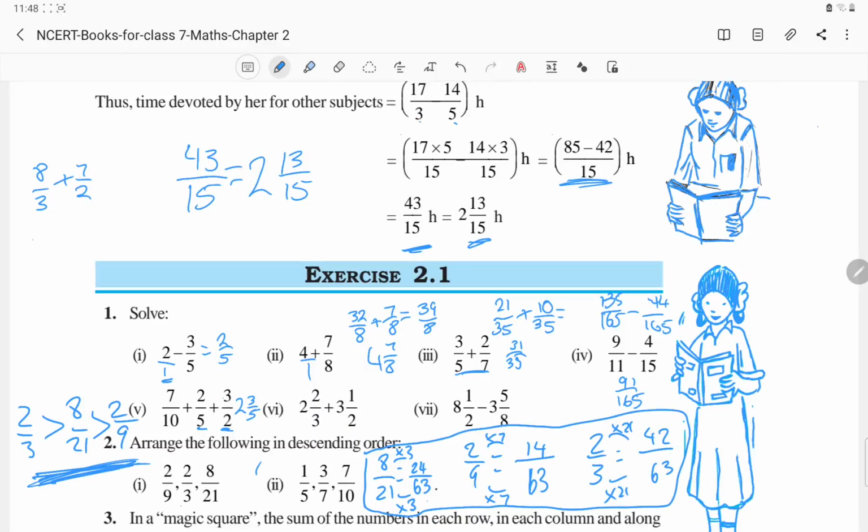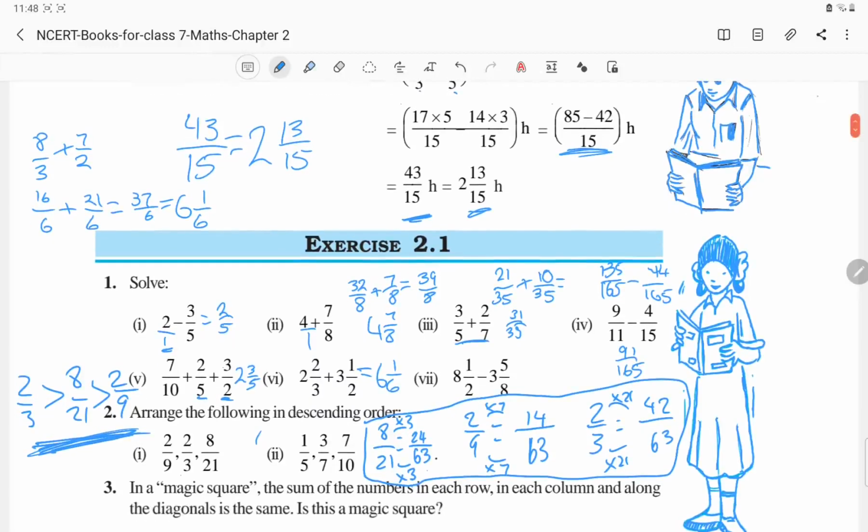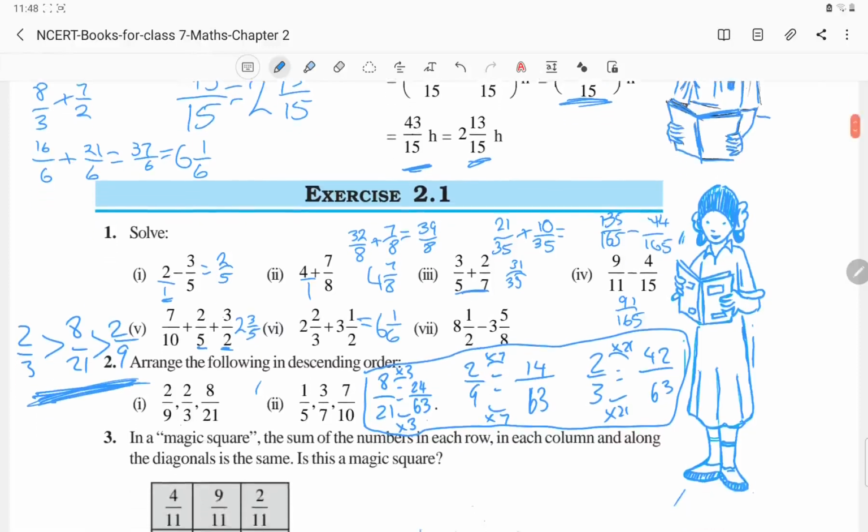So we need to make the same denominator. 6 is the common one. 8 times 2 is 16, and 7 by 3 is 21, and that 16 plus 21 by 6 equals 37 by 6, which simplified is 6 1 by 6. Okay, so the answer of that is 6 1 by 6. Simplified, not simplified, I'm sorry, turned into a mixed fraction.